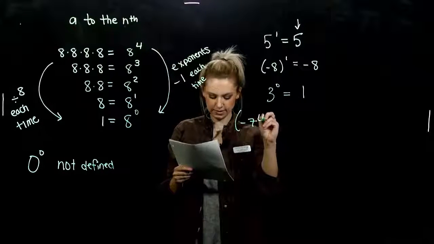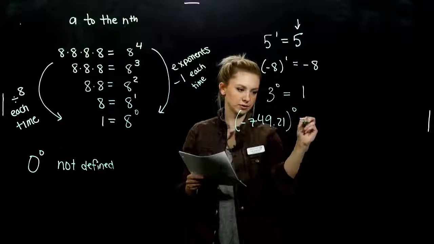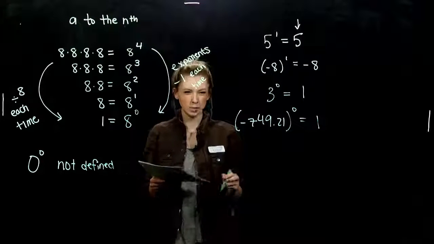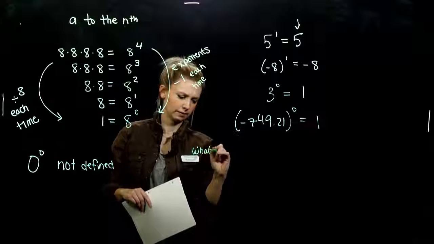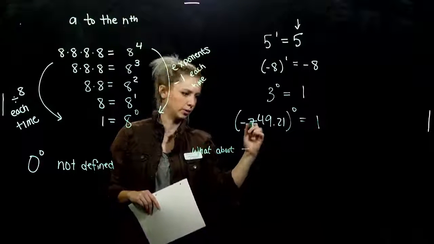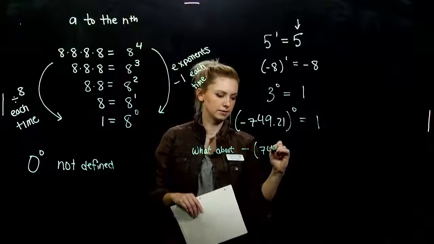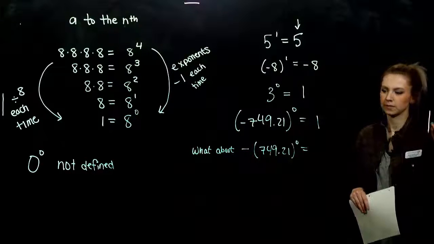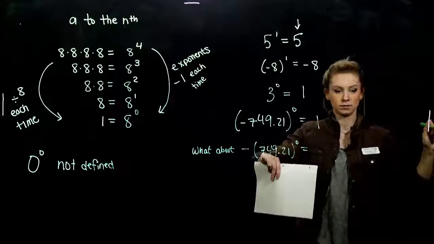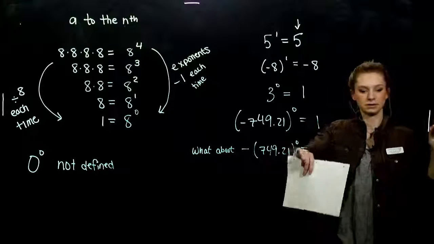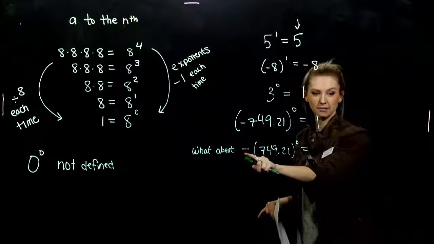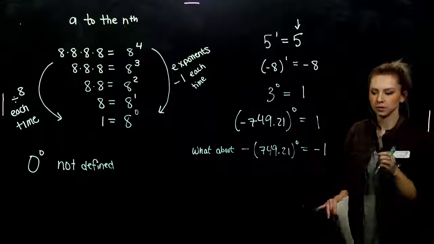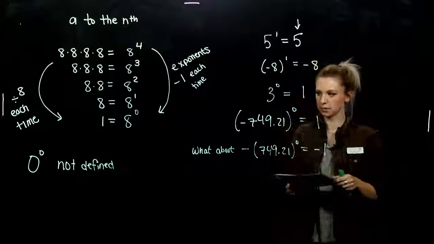Even if it's nasty, negative and a decimal, if it's raised to the 0 power, what do we get out? 1. Okay. But now, what about this guy? What if I pull the negative on the outside of the parentheses? Still raised to the 0 power. What is that going to simplify to? So what is my base in that case? 749.21 raised to the 0. This is going to be 1 itself, but I still have that negative on the outside. It's not attached to the base. So this one's going to be negative 1. So be super careful with those parentheses when we're dealing with exponents.